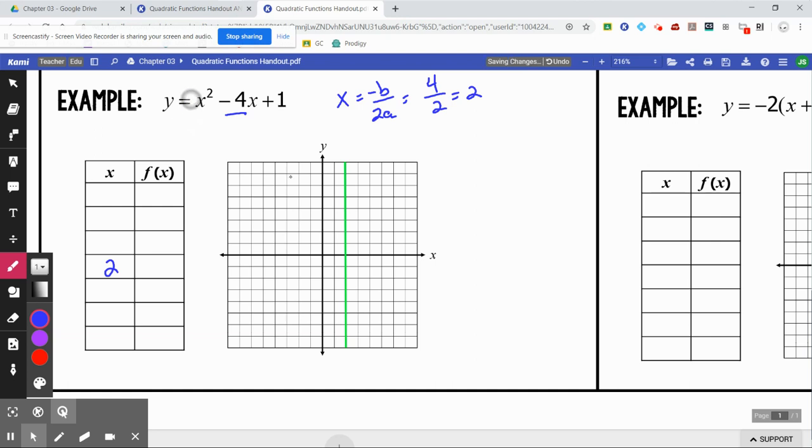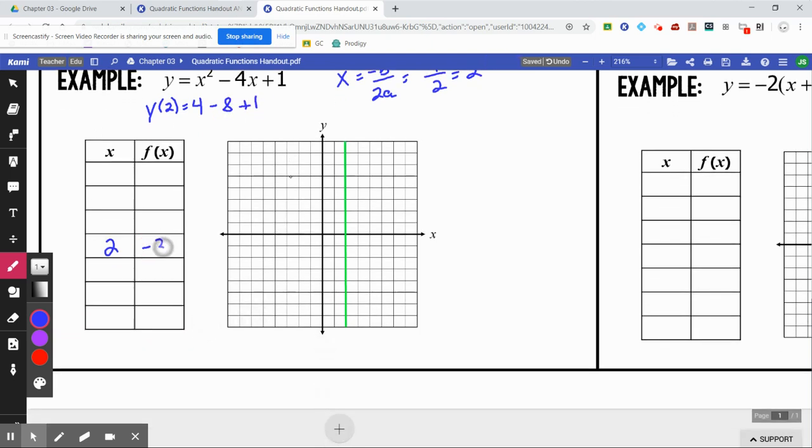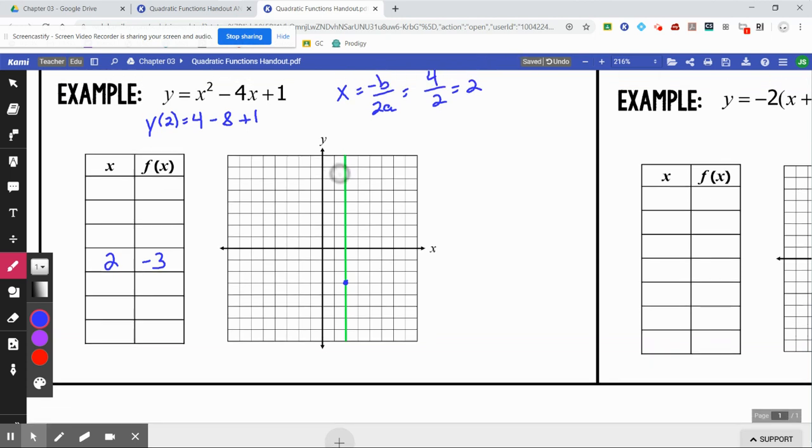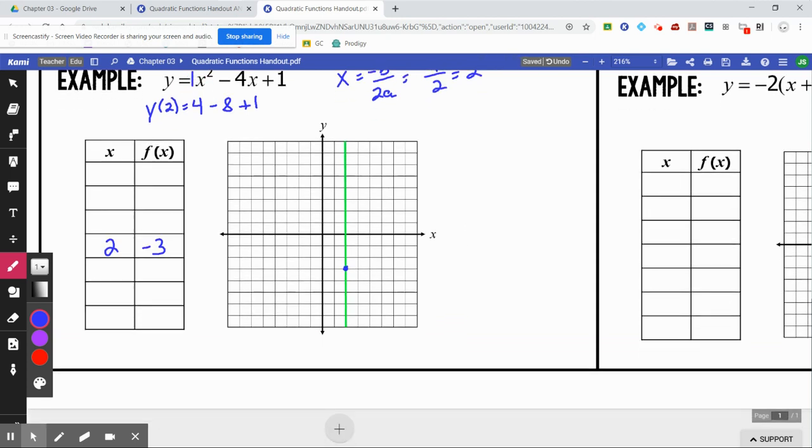So you're going to simply plug that back in. And you can actually write it like this. Since it's not in f of x form, we're going to find y of 2 by plugging in 2 for x. That's going to be 2 to the second power minus 4 times 2 plus 1. That's going to be 5 minus 8, which is negative 3. So your vertex is going to be at the point (2, negative 3). There's the lowest point on your graph. Since this a is a positive 1, that means your graph is going to cup up.